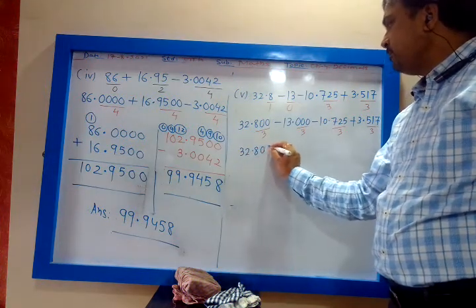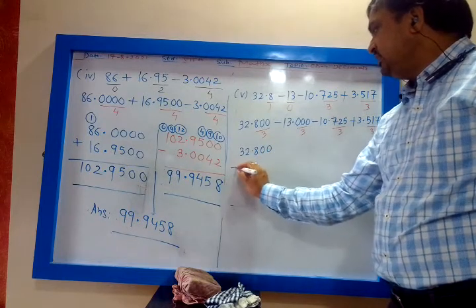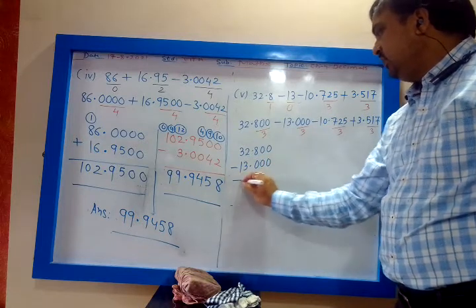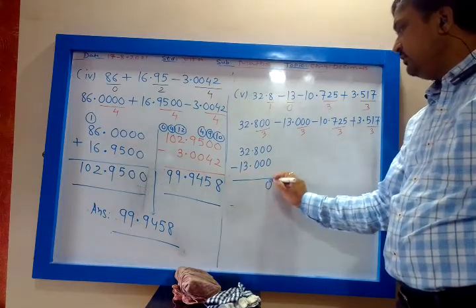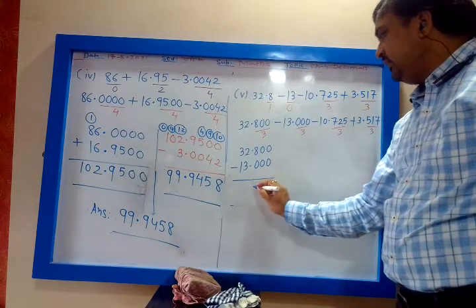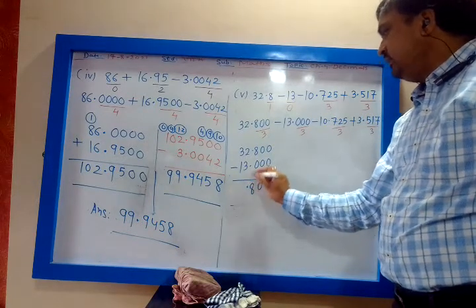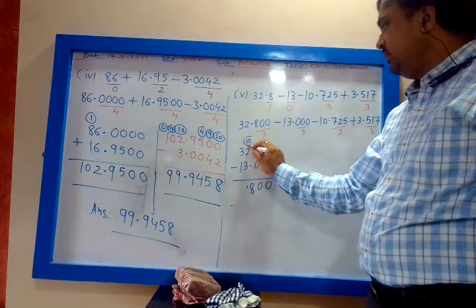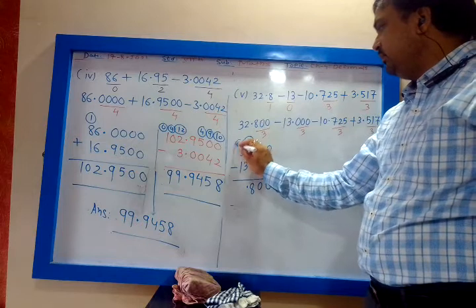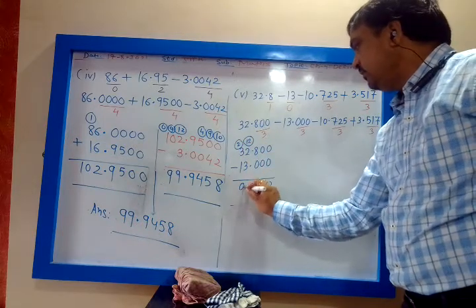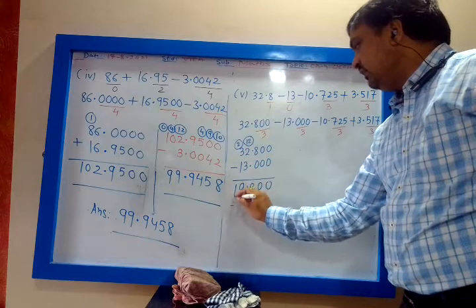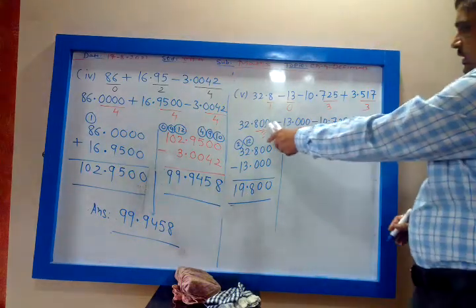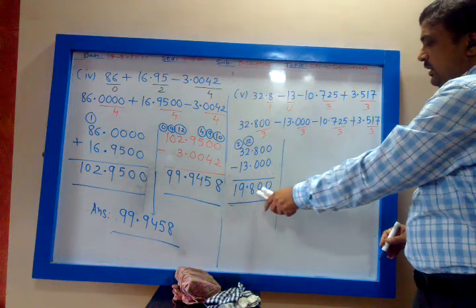32.800 minus 13.000. Let us subtract. 0 minus 0, 0. 0 minus 0, 0. 8 minus 0, 8. Then this is 2, so this will become 12, and 3 will become 2. 12 minus 3 is 9. Then 2 minus 1 is 1. So subtraction of these two is 19.800.